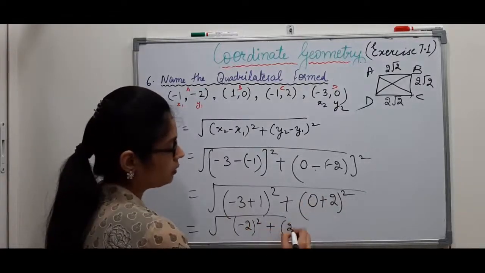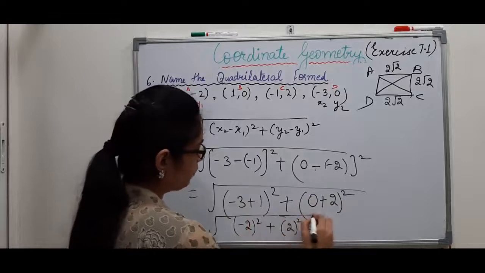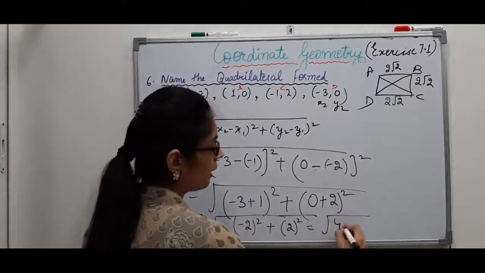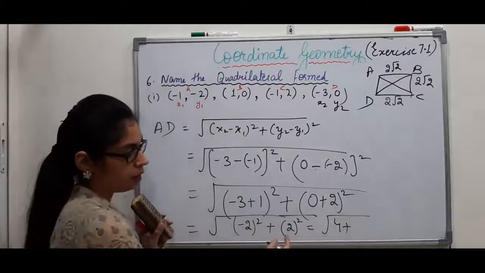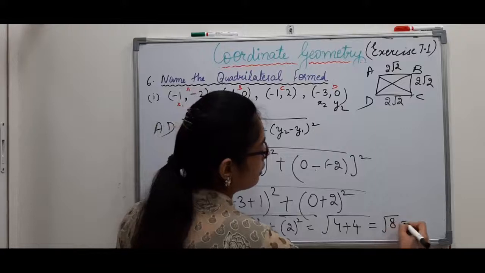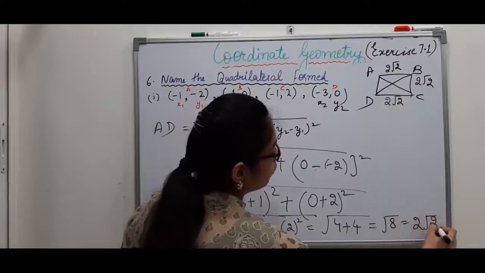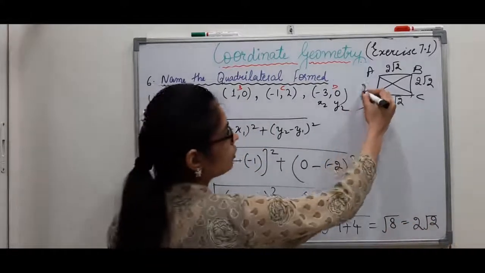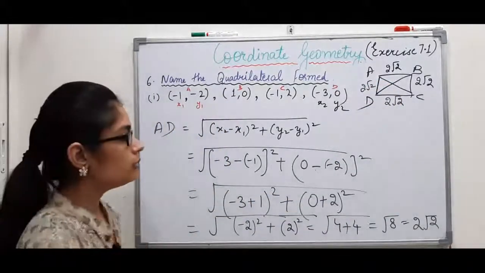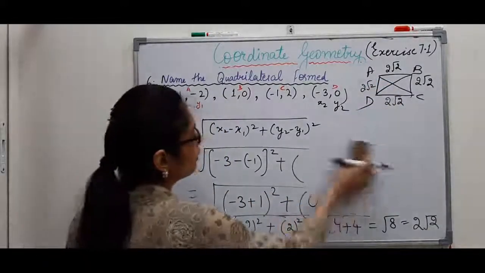Plus 0 plus 2 is 2. So whole square of 2. Again the whole square of minus 2 is 4 and the whole square of 2 is again 4. So 4 plus 4 is root 8. Root 8 is equal to 2 root 2. So AD is also 2 root 2. Now all the sides are equal. So let's check the diagonals now.